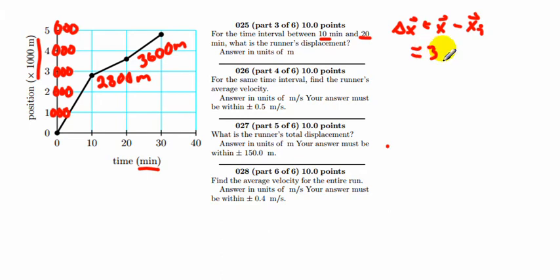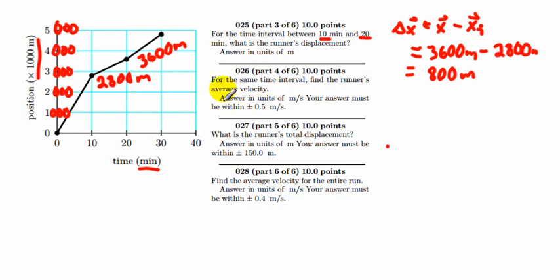So we're going to do 3,600 minus 2,800, and that gives us a displacement of about 800 meters. Now you're going to have different numbers, but that's the basic setup. So we read the next option.